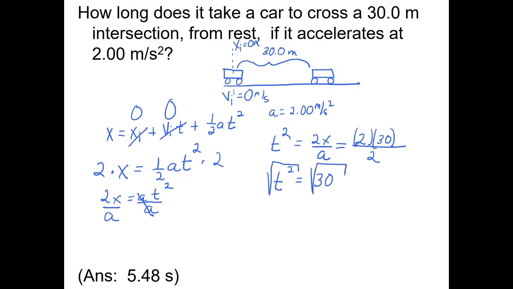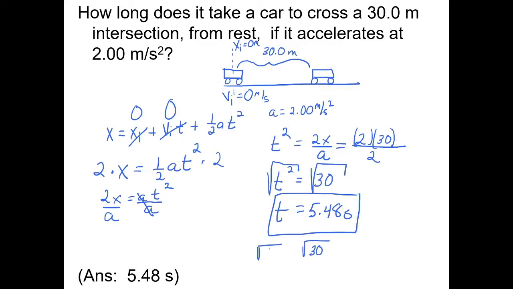Now we can take a square root of both sides. And the square root of 30 is 5.48 seconds. And that's how long it'll take to go across that big intersection. Now think about how to estimate that in your head. We're trying to get the square root of 30. Well, the square root of 25 is 5. And the square root of 36, because 6 times 6 is 36, is 6. So it really makes sense that the square root of 30 is about 5.5. We can feel very comfortable with that 5.48 second number.